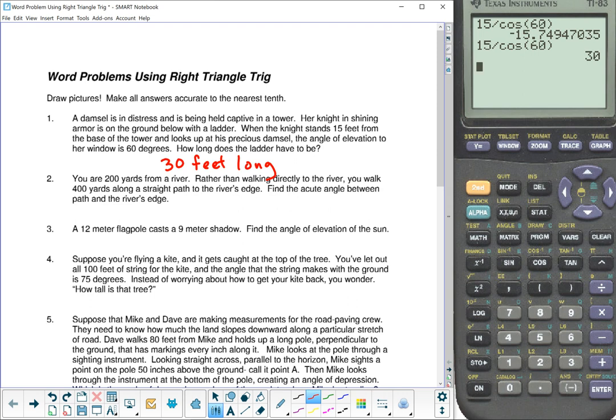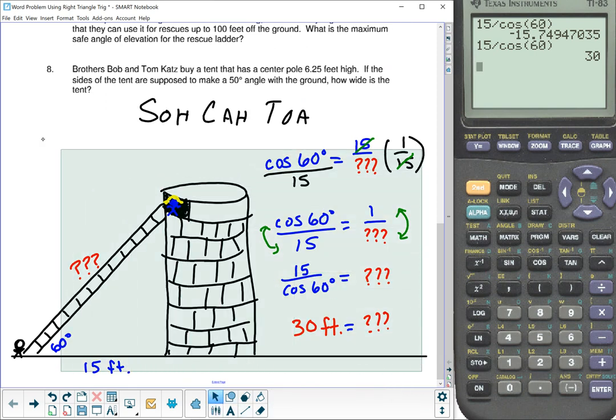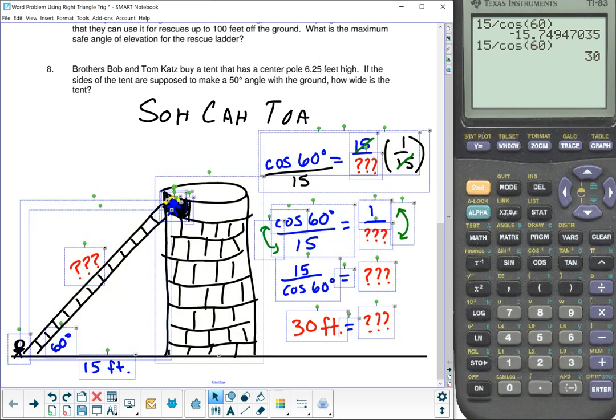Okay. Number two, you are 20 yards from a river. Rather than walk directly to the river, you walk 400 yards along the straight path to the river's edge. Find the acute angle between the path and the river's edge. Okay, this problem sounds very familiar.